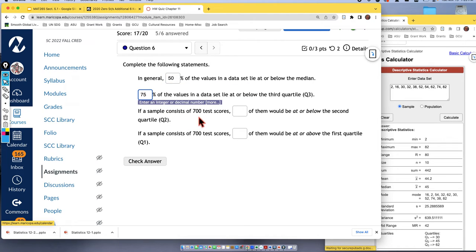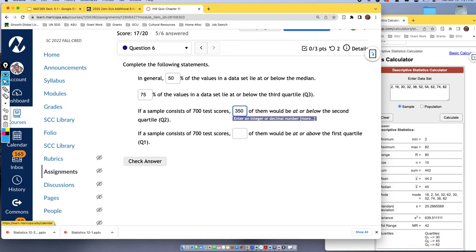So if a sample consists of 700 test scores, blank of them would be at or below the second quartile. So the second quartile is the median. You have 700. Where is the median? That'd be what, 350? 350, exactly. 350 is in the middle. Because it's an even number, the median's actually halfway between 350 and 351. So 50% of them would be at or below the median. Oh, so not 50%, which is 350.